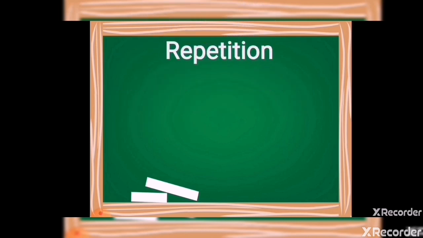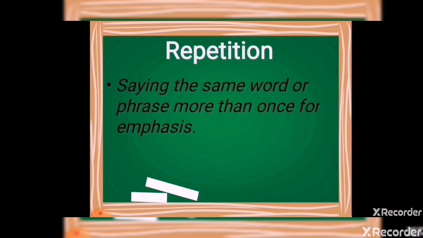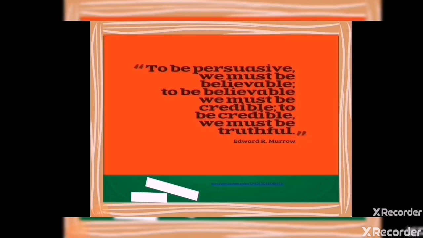Repetition. Repetition is saying the same word or phrase more than once for emphasis. Repeating keywords, phrases, or ideas can be an effective persuasive technique. Look at this quotation from Edward R. Murrow. To be persuasive, we must be believable. To be believable, we must be credible. To be credible, we must be truthful. Can you see the repetition in this example? The writer repeats the words and phrases we must be, believable and credible. The writer repeats words and phrases here, which is a highly effective way to increase the odds readers believe what he is saying.